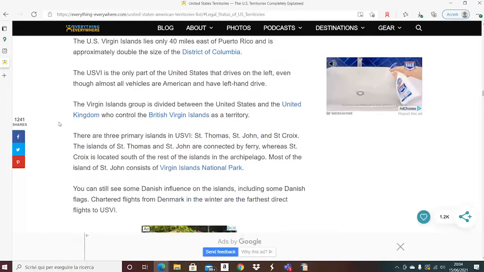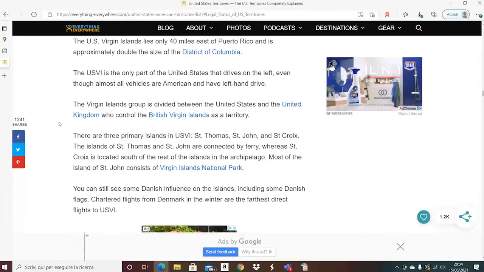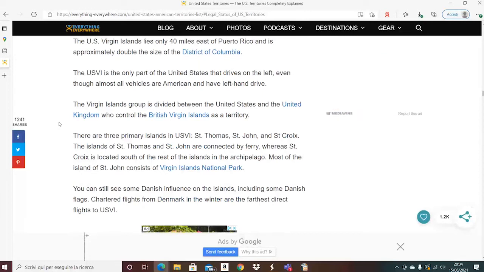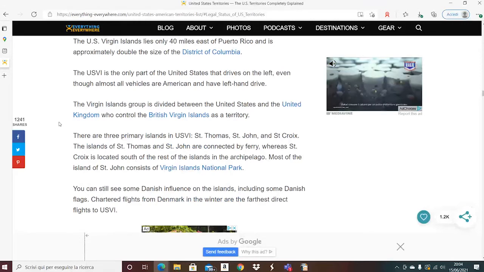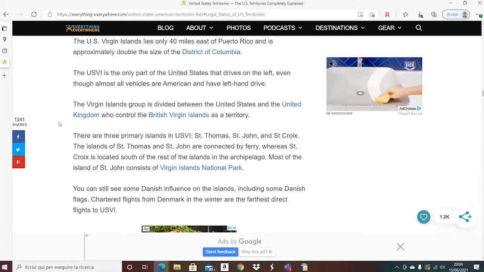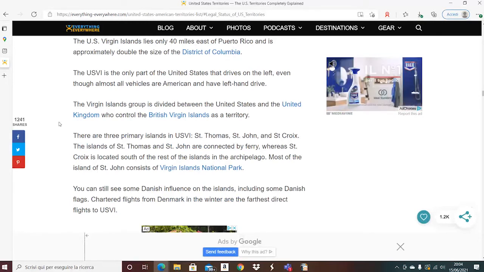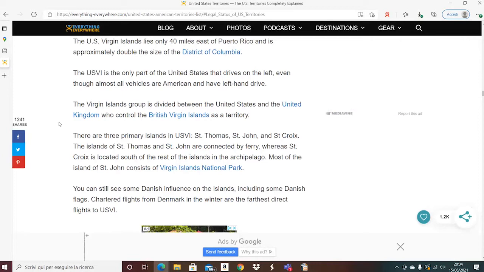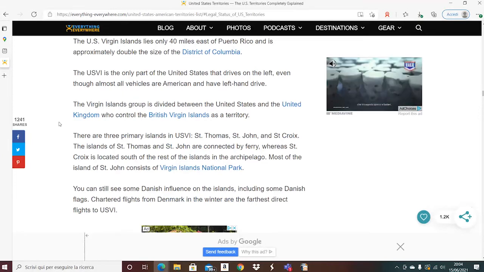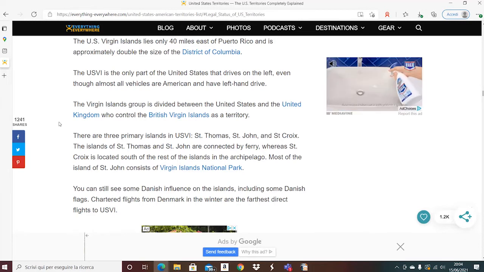The Virgin Islands group is divided between the US and the UK, who control the British Virgin Islands as a territory. There are three primary islands in US VI: St. Thomas, St. John, and St. Croix. The islands of St. Thomas and St. John are connected by ferry, whereas St. Croix is located south of the rest of the islands in the archipelago.